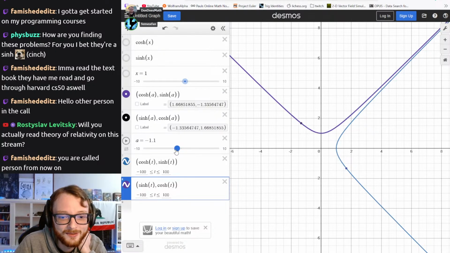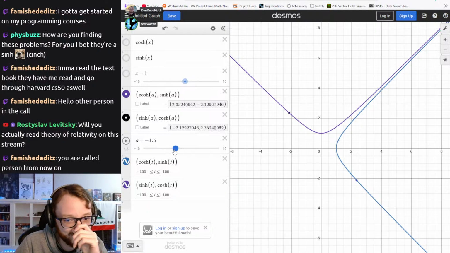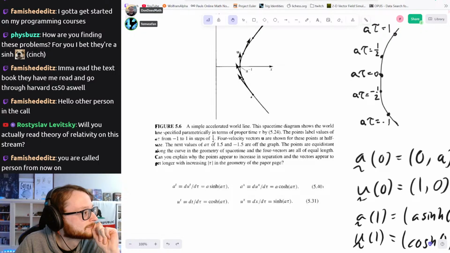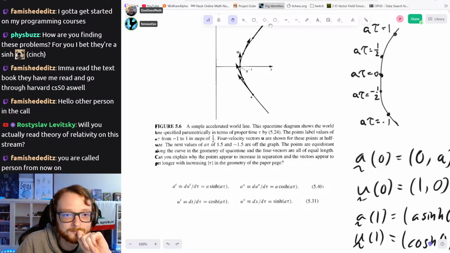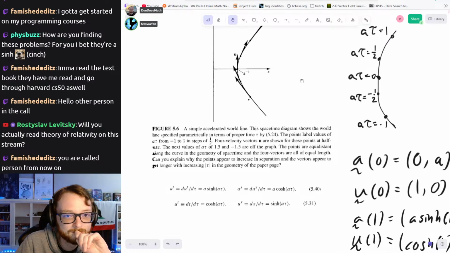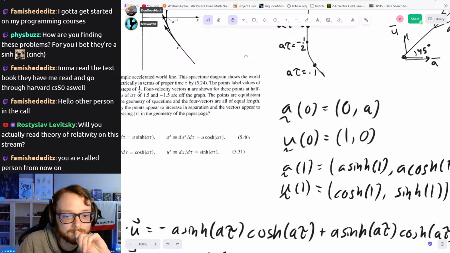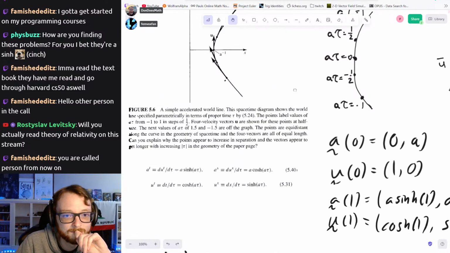And let's see, what else do we need? In the problem they gave us, the magnitude of the acceleration was a, and the magnitude of the velocity was 1. So I guess let's just say the acceleration is 1.